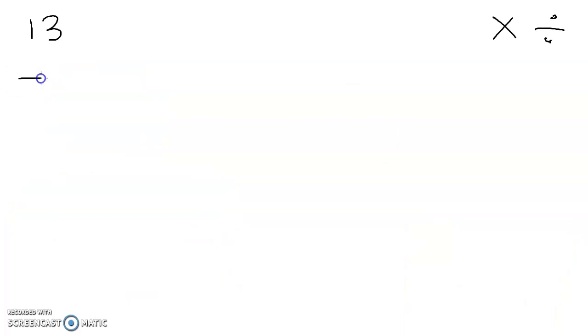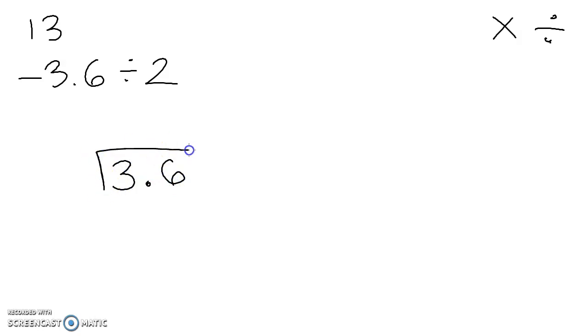Part E is a negative 3.6 divided by 2. So we're just doing our division like normal. We will go back and add the sign later. So we have a 3.6 divided by 2. 2 goes into 3 one time, because 1 times 2 is 2.